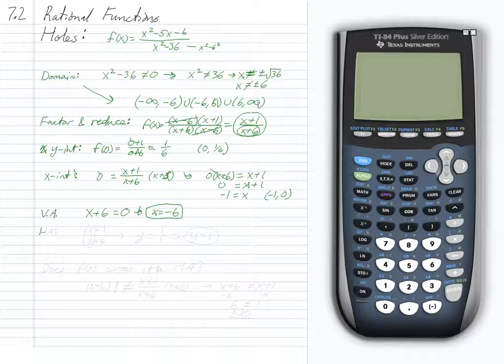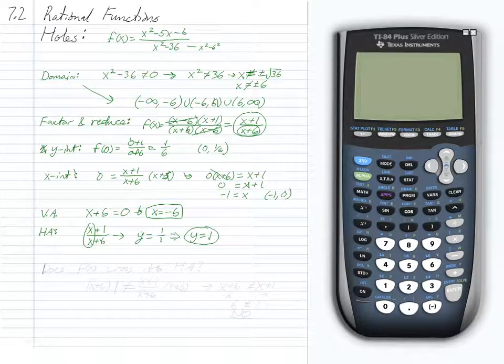Then our horizontal asymptote, we can use either form that we want, but I'll use the simplified form, x plus 1 over x plus 6. If I compare the leading terms, I see they have the same degree. So our horizontal asymptote, we do have one, is at y equals the quotient of the coefficients. So y equals 1.